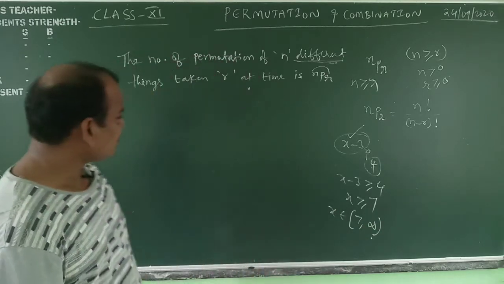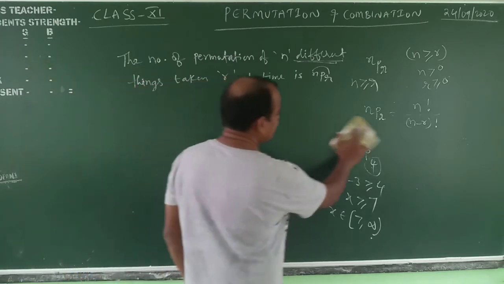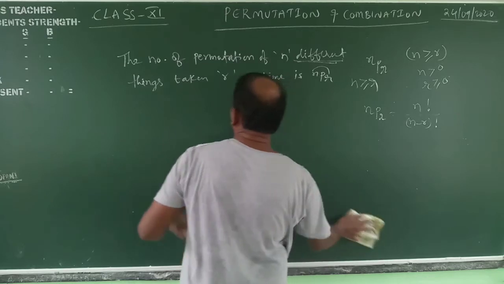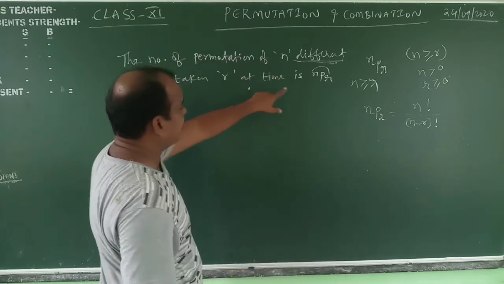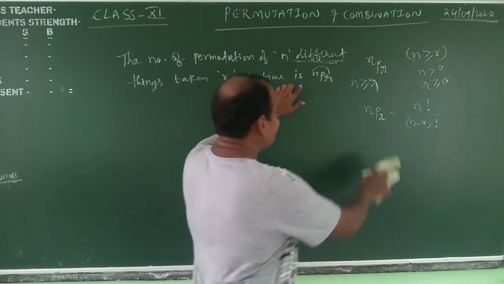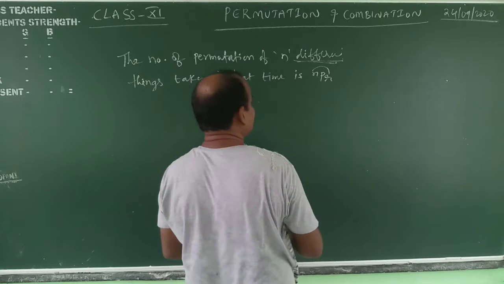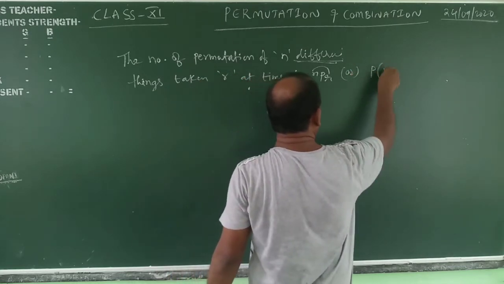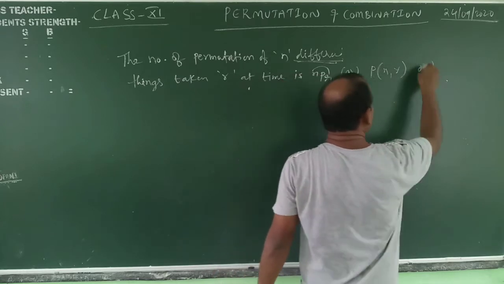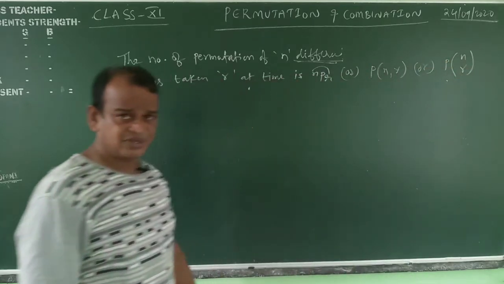Yes. Okay. Now this is also defined as nPr. What is the meaning of nPr? The number of permutations, meaning arrangements, of n different things taken r at a time is nPr, my dear students. Here n is greater than or equal to r. This is also written as P of n comma r. Both are the same, my dear students.